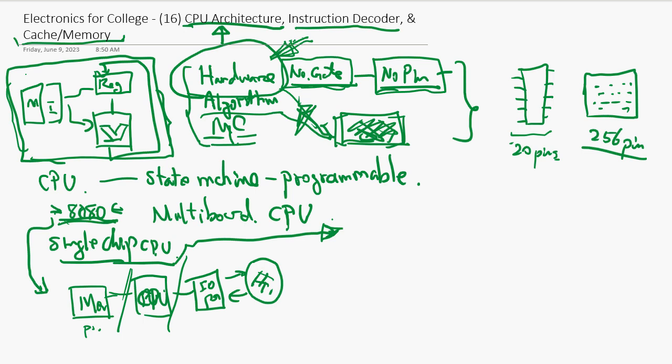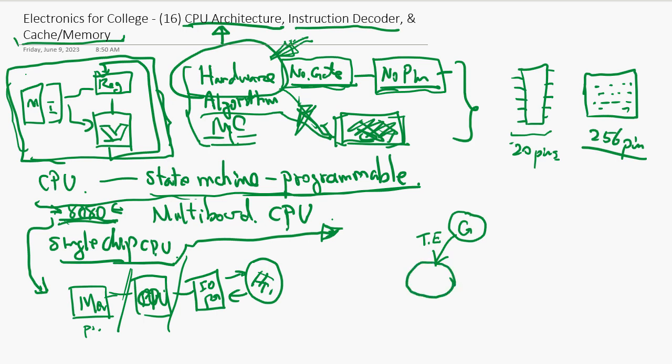Okay, so what is a state machine? Programmable. When you talk about a state machine, the textbook example is usually a traffic signal. Say you have green, and when the timer expires, it becomes yellow or amber, and when the timer expires, it becomes red, and when the timer expires, it comes back to green. This timer is for the automatic traffic signal.